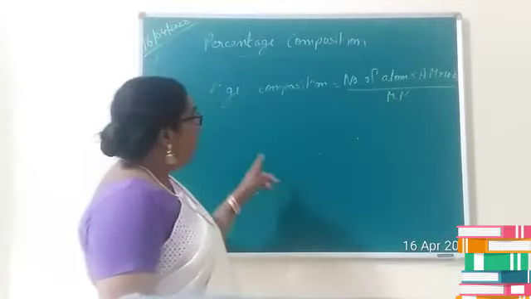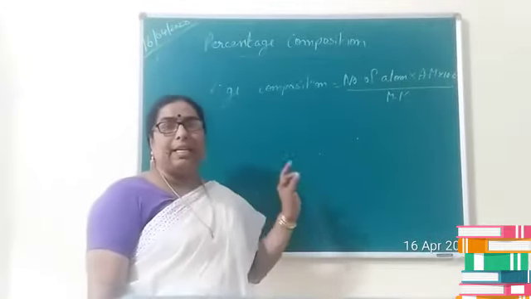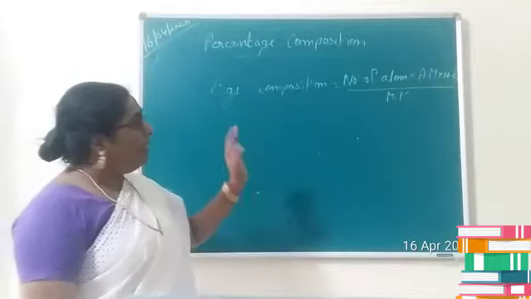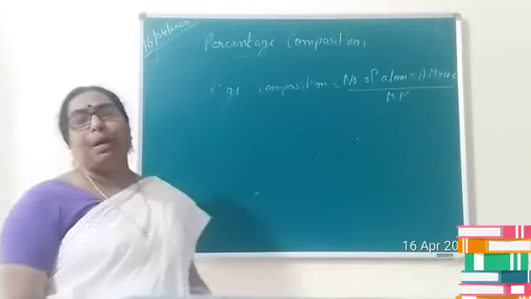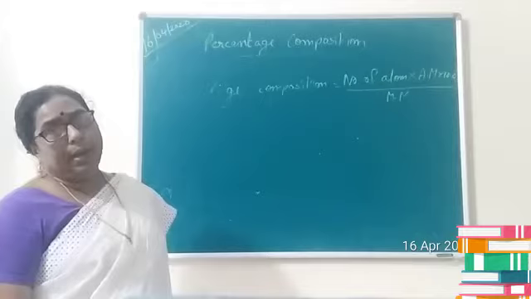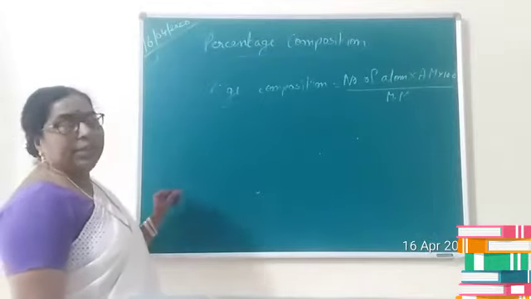Is it clear, children? Percentage composition of any element in a substance is equal to the number of atoms into atomic mass into 100 divided by molecular mass. Let me give you a simple example.